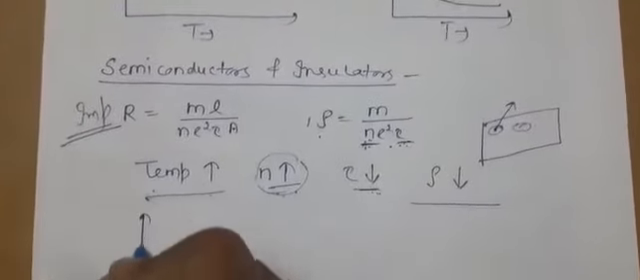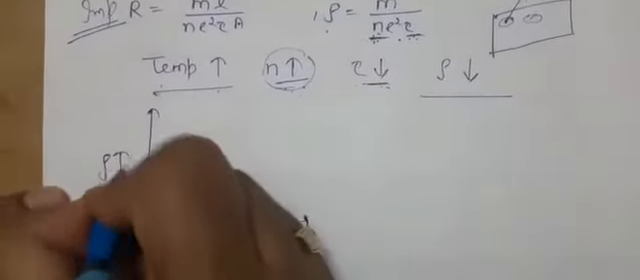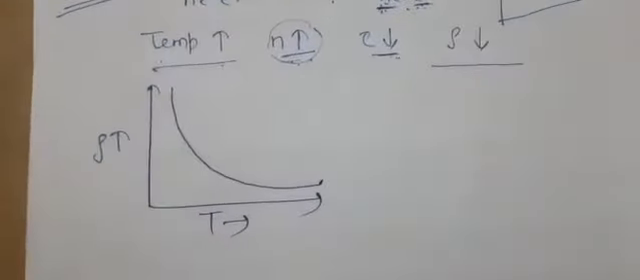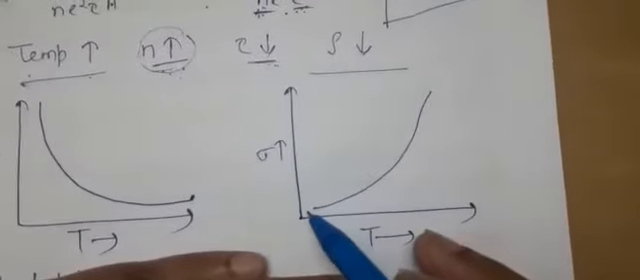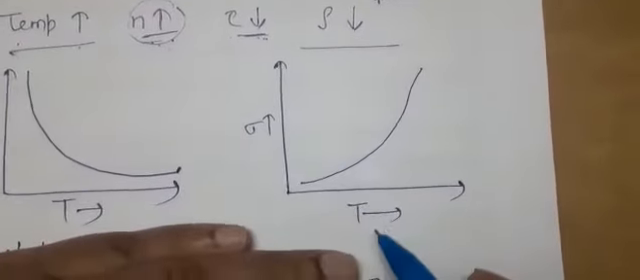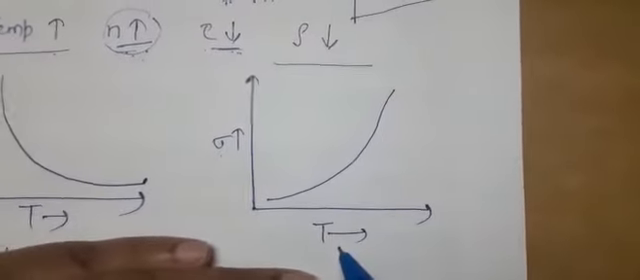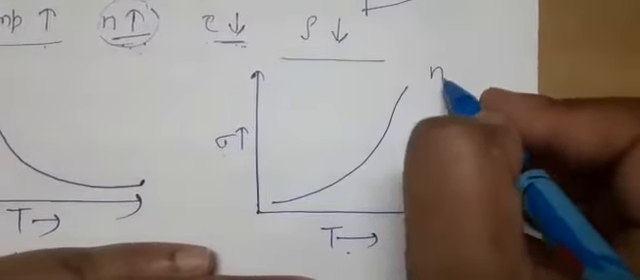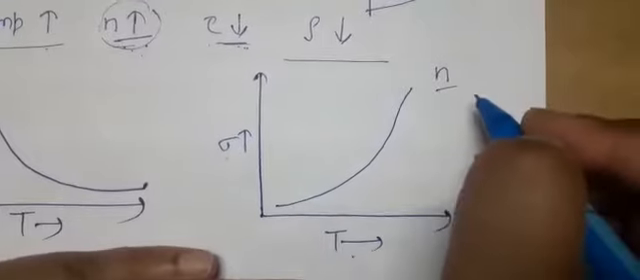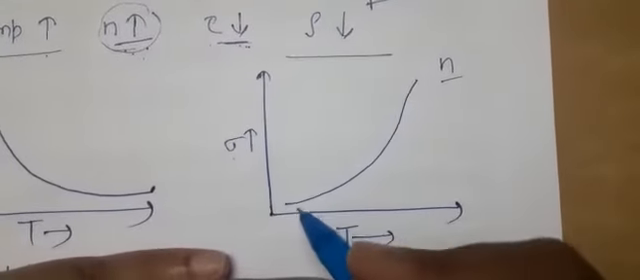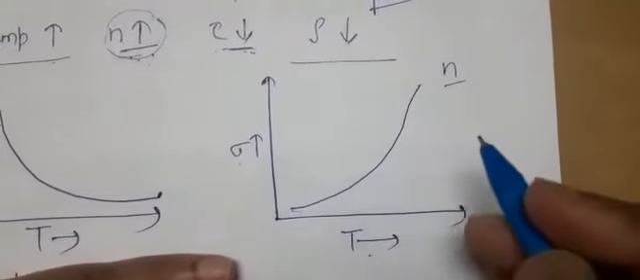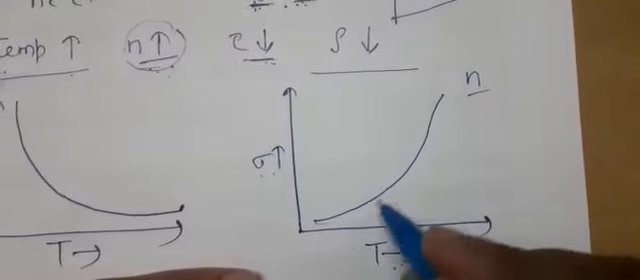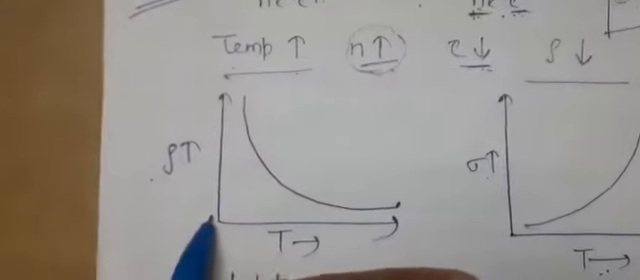So if we plot a graph between resistivity and temperature, it will follow this curve. Now, if we plot a graph between conductivity and temperature for semiconductors, what happens? With the rise of temperature, more charge carriers become free, so more electrons are available for conduction. So with the rise of temperature, conductivity will increase. This will be the curve for conductivity. For resistivity, this will be the plot.